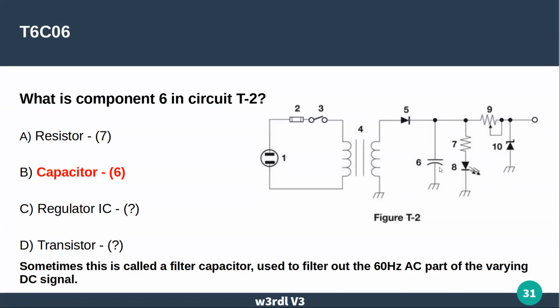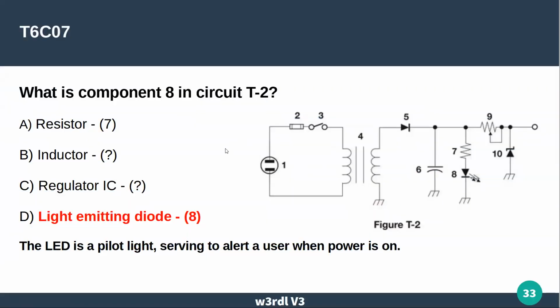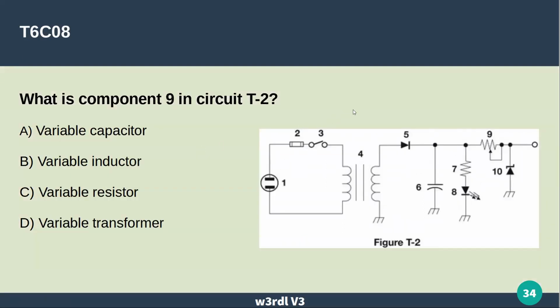In a circuit like this it's usually called a filter capacitor, and it will be a fairly large value in order to basically integrate out those DC pulses to an average DC waveform. What is component 8 in circuit T2? Our special little LED that we can see inside of. What is component 9? Resistor. Oh, variable resistor. Right.